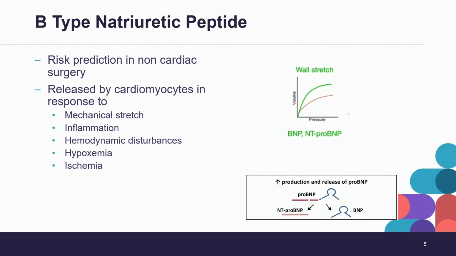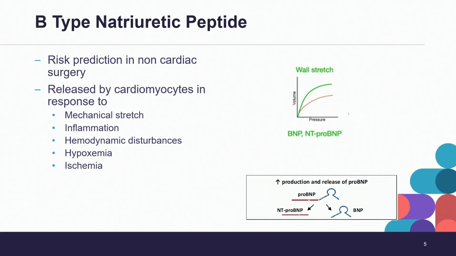BNP is widely used in clinical practice to help identify cardiac origins of dyspnea, and has evolved to guide the management of heart failure through guideline-directed medical therapy. It's also by far the most studied biomarker for cardiac risk prediction. BNP is released from the cardiac myocytes in response to mechanical stretch. The circulating concentration of BNP reflects the magnitude of the volume or the pressure overload in the heart.